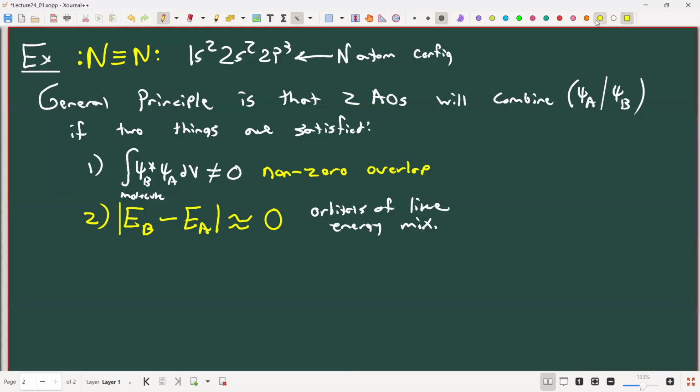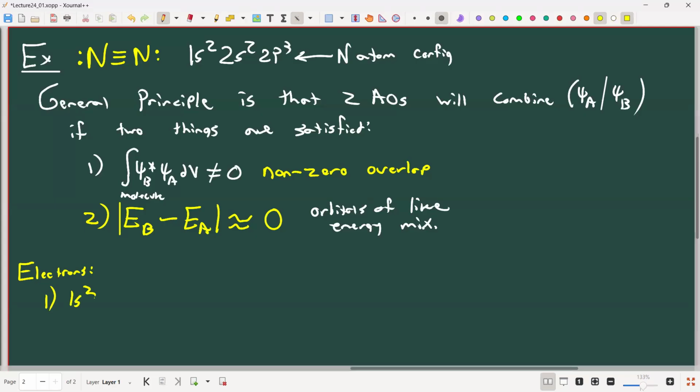So let's start with the core. All right, we have 1s2. Let's think about where those electrons lie in energy relative to ionization. They're going to be really, really deep, right? Because they're very close to a very positively charged nucleus, right? With nitrogen it has 7 protons. So these are extremely close to the nucleus. They feel a ton of attraction. So they're very deep in energy.